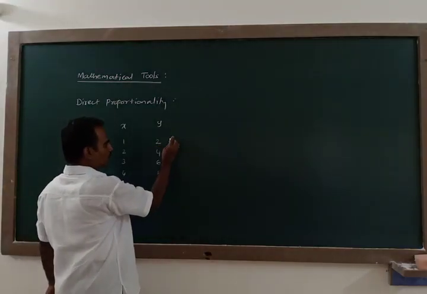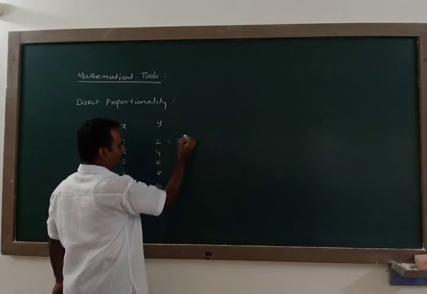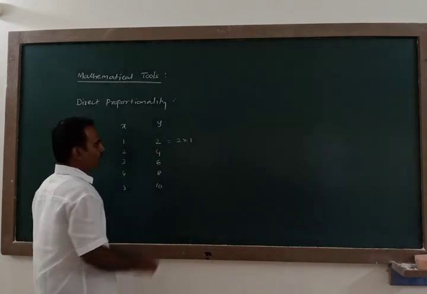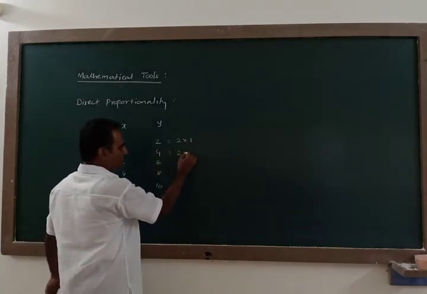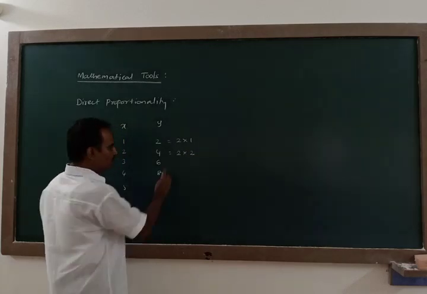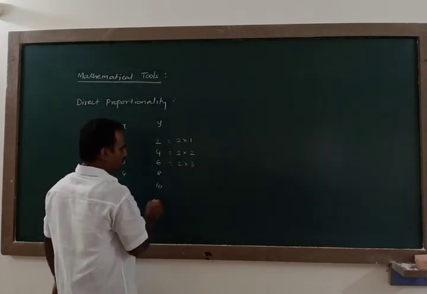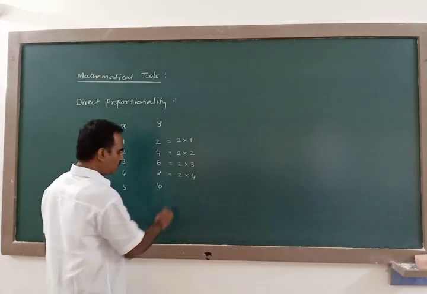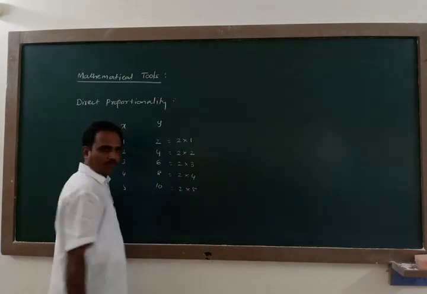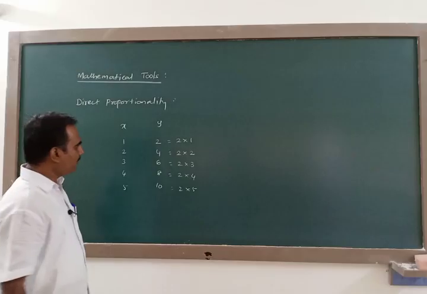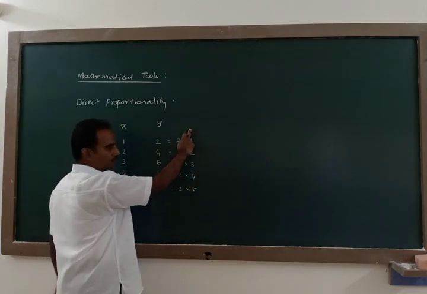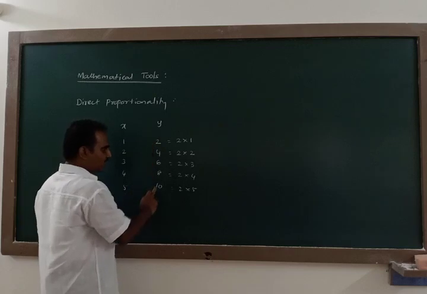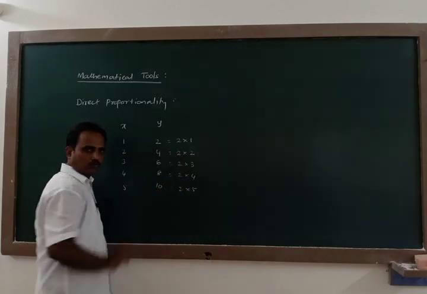See this 2, it can be written as 2 into 1. What is this 1? This is x. This 4 can be written as 2 into 2. This 6 can be written as 2 into 3. This 8 can be written as 2 into 4. This 10 can be written as 2 into 5. That means here these are all x values. So when x increases, y also increases by a constant factor which is equal to 2.